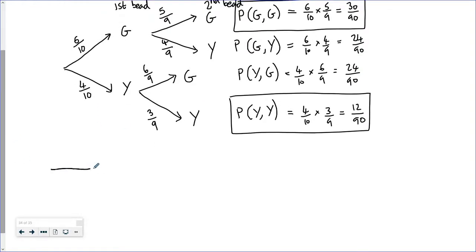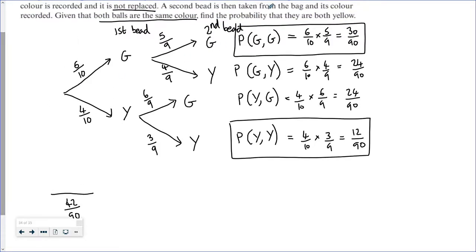So the question then becomes, out of those 42/90, where do I need to be in order to ensure that both are yellow? Well, that's 12/90 out of the 42/90. And we can simplify that by multiplying the top and the bottom by 90 to get 12/42. So that's the probability that we were asked to find.